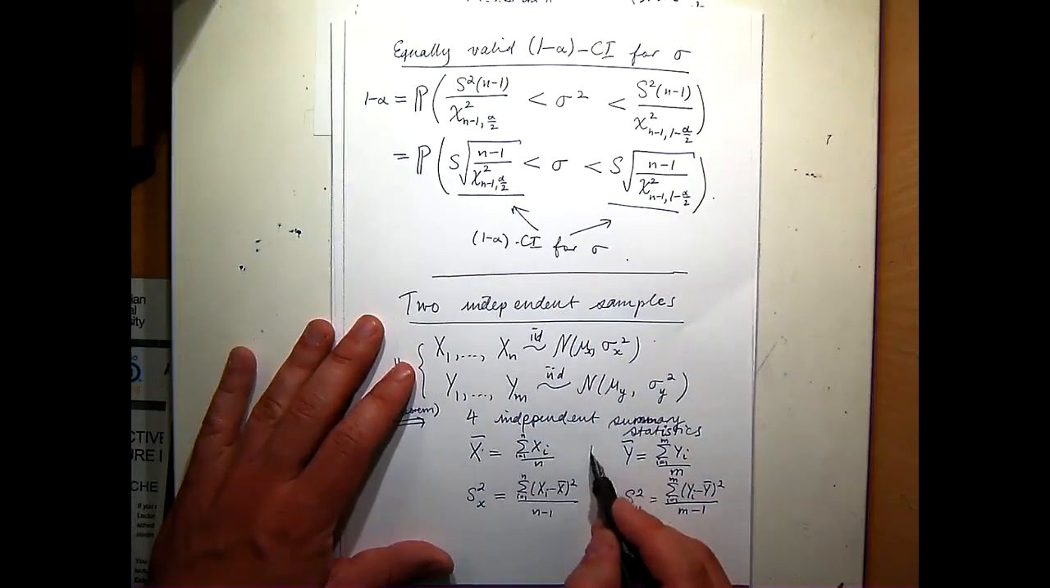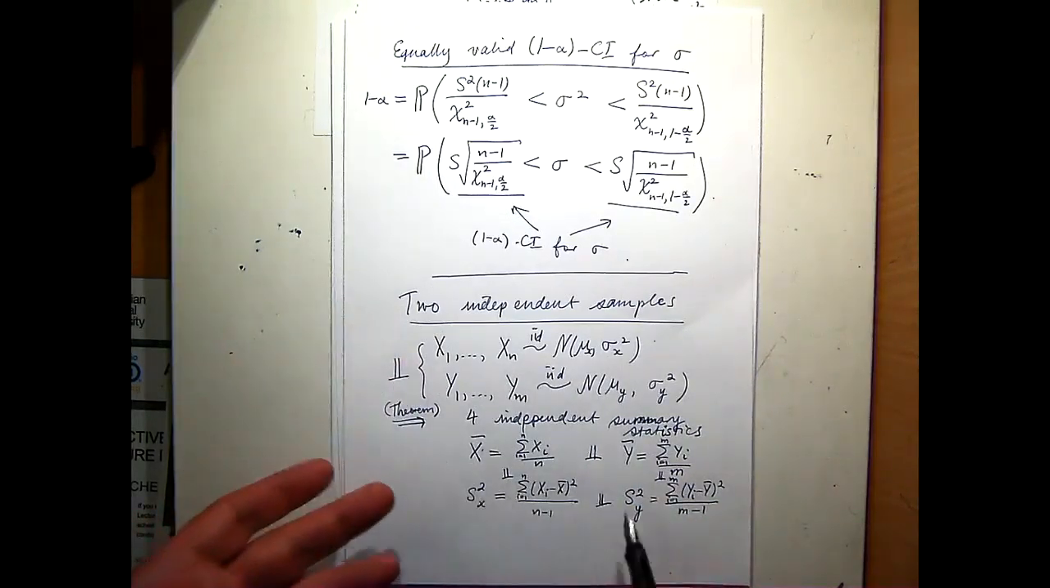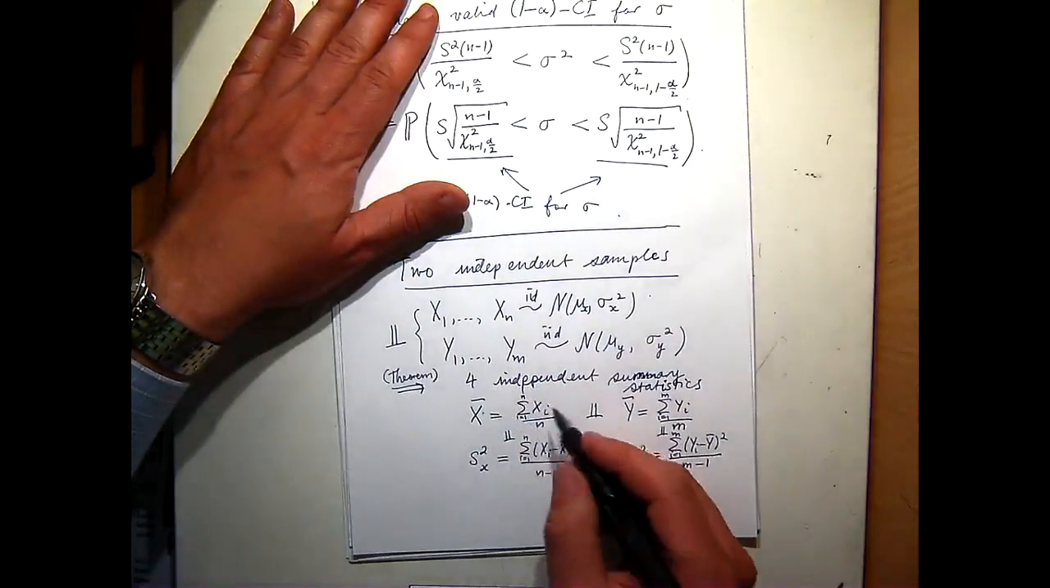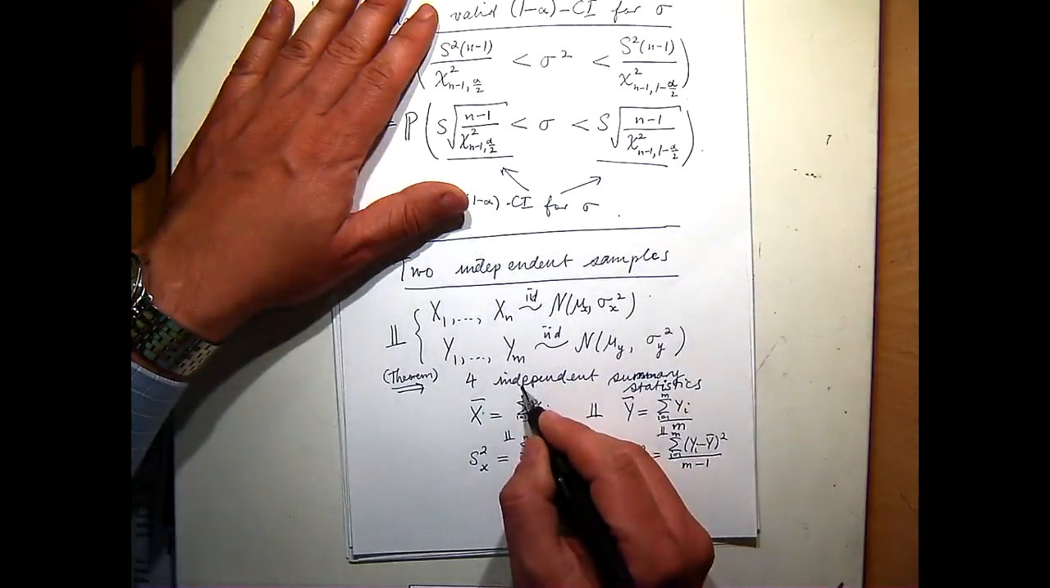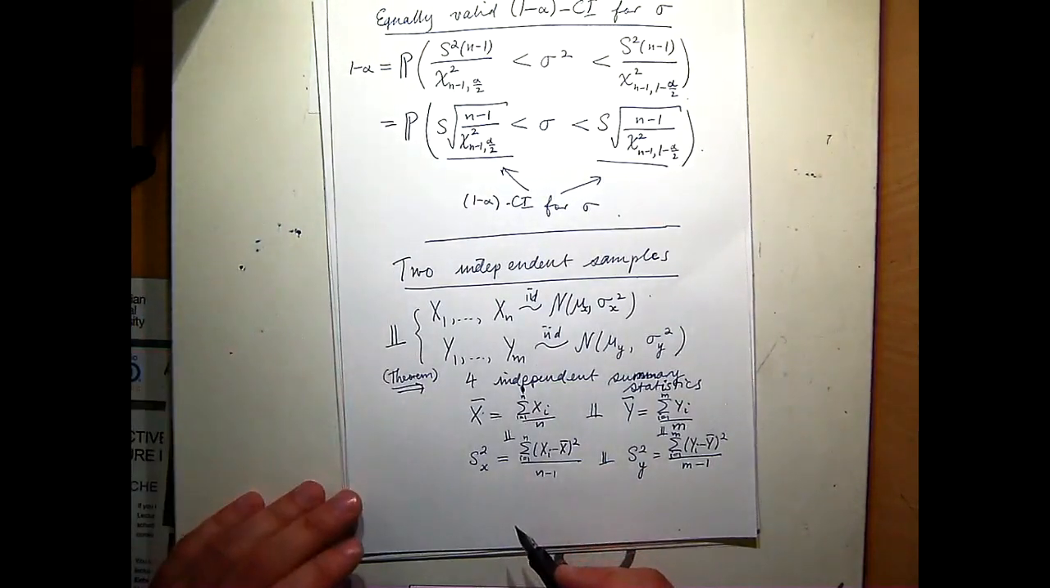So all of those, now I'll just put all of these independent signs. But really, it's not just pairwise. All four of them have nothing to do with one another. Four mutually independent summary statistics. Okay? And once we have those four mutually independent summary statistics, we can start coming up with pivotal quantities for things we might want to test.